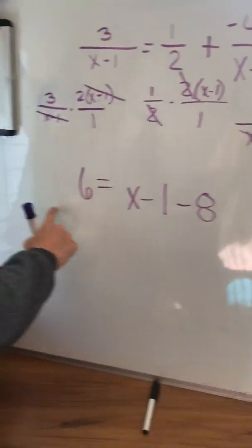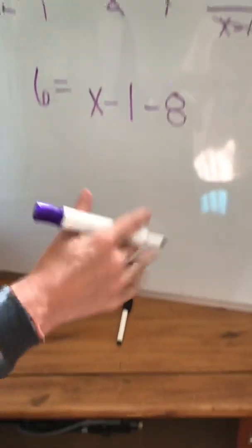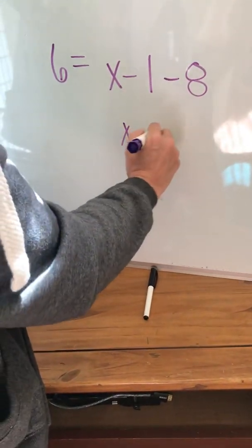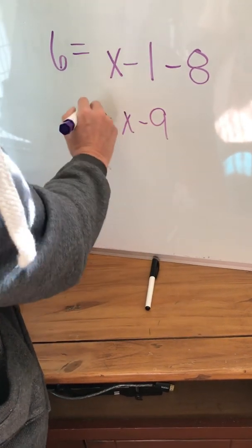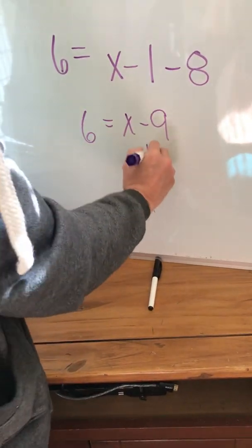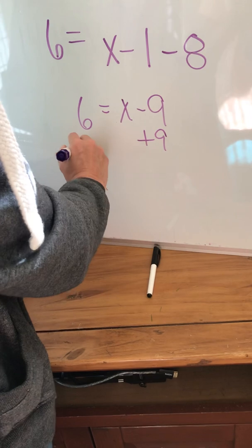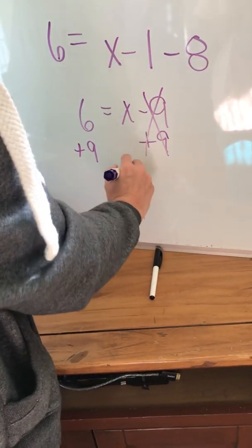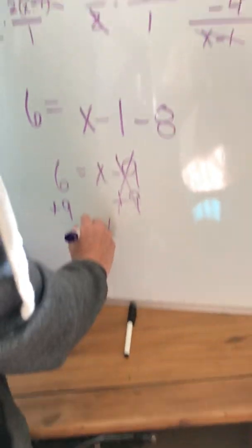So this is the equation that I'm left with once I get rid of all my denominators. So a negative 1 and a negative 8 is a negative 9. I'm going to move the 9 over here. And so the answer is x equals 15.